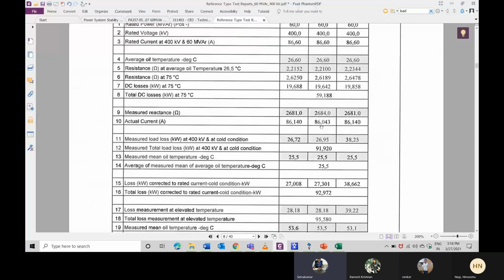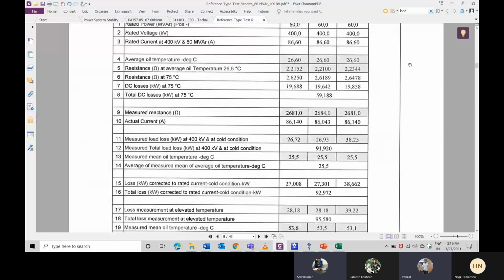It's crystal clear as well. The resistance they have given, the DC losses they are finding out, that's simply I square R. So each phase they are putting I square R, I square R, I square R, and summing up together. So I is known, R is known. From 60 kilowatt you can find out either this 2.625, or from 2.625 you can find out the loss is 60 kilowatt.